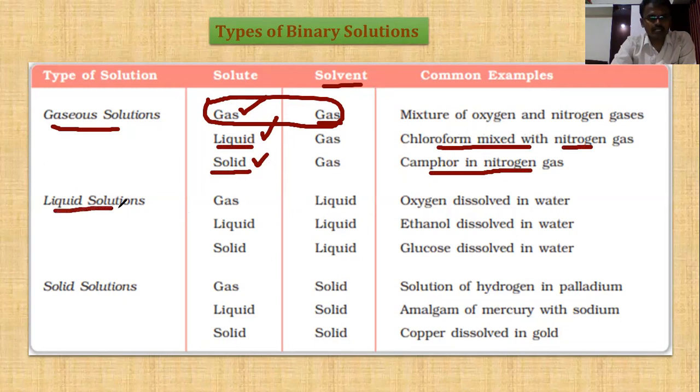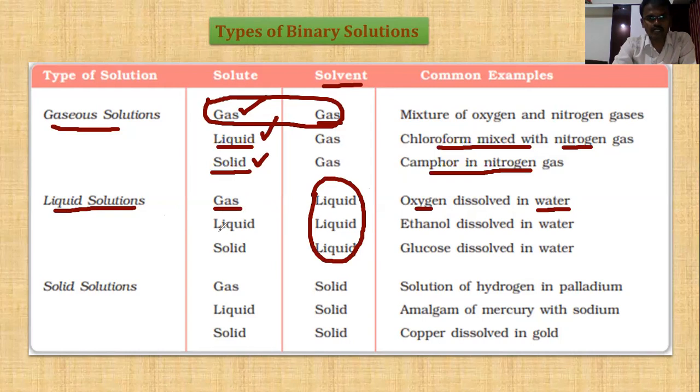And if you take up liquid solutions, liquid is the solvent, and when the solvent is liquid, it again can contain gas as the solute, liquid as the solute, solid as the solute. For a liquid solution containing gas as the solute, an example is oxygen dissolved in water. Water is the solvent. So it is a liquid solution containing gas.